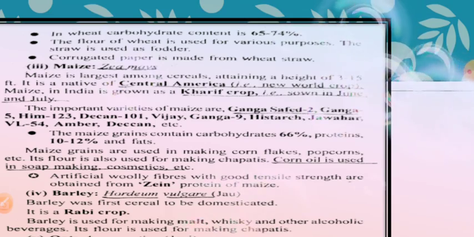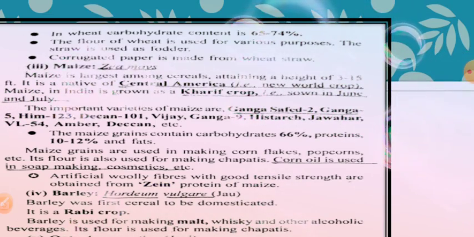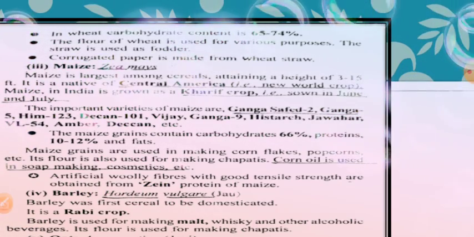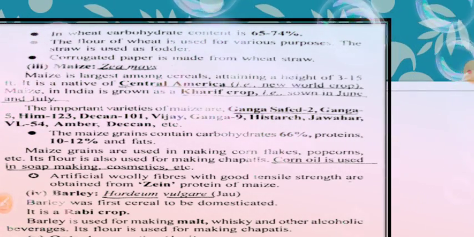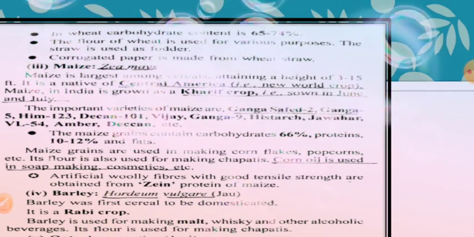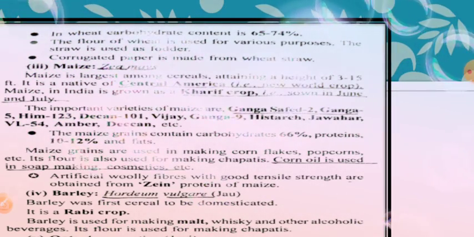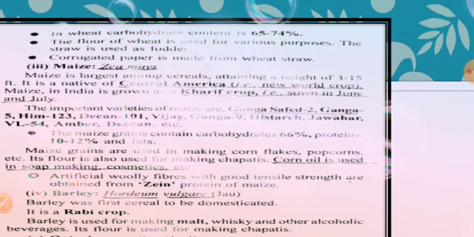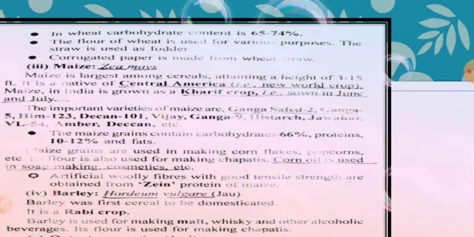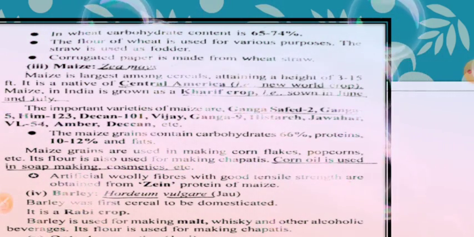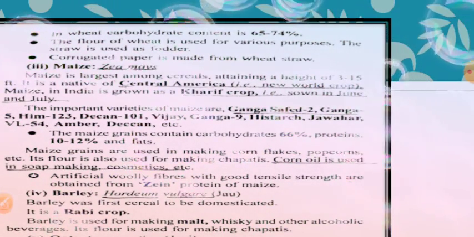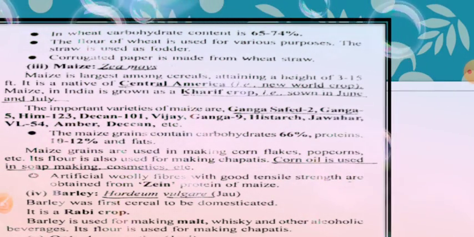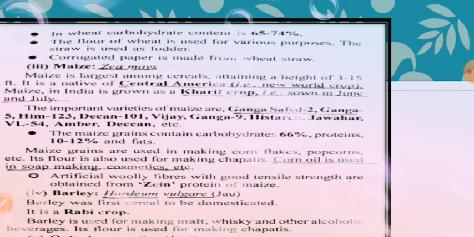So these are some important varieties of maize, and it contains 66% carbohydrate, protein 10 to 12%, and fat. Maize grains are used in making cornflakes. All of you are very familiar with popcorn. So it is from maize, and its flour is also used for making chapatis, and corn oil is used in soap making, cosmetics, etc.